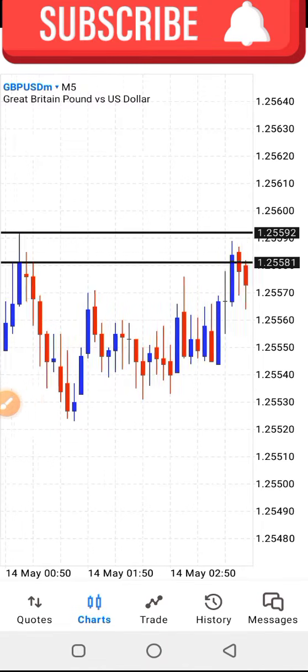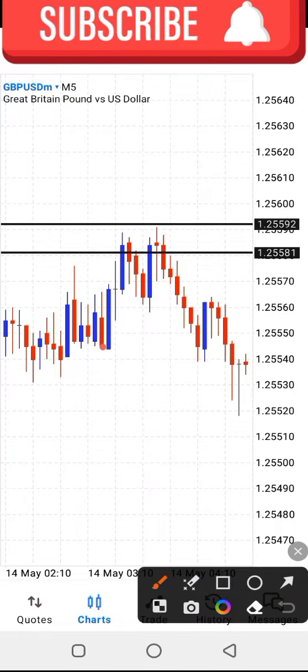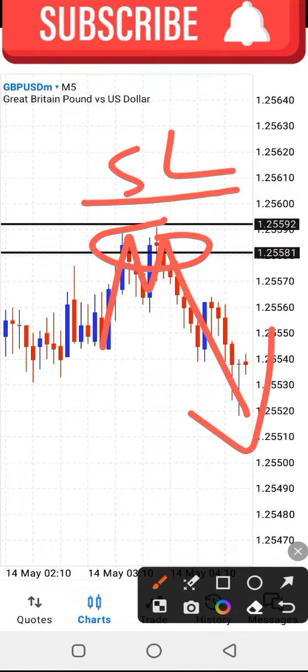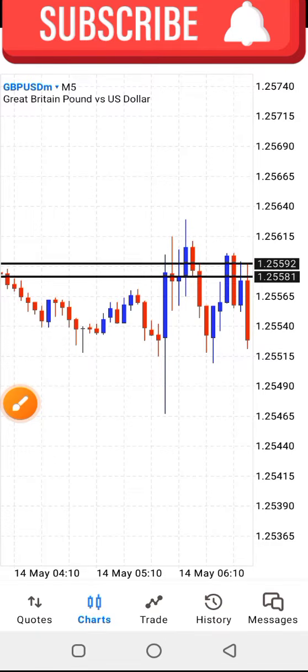Okay, so let's move price. Okay, so we have this. Can you see price came back, danced around it, and gave us a sell trade. All right, perfectly respecting this level without going above it. So your SL should be a few pips above this. Okay, so basically that's how it plays out. I don't want this video to be too long. I hope you have gotten the idea behind it.